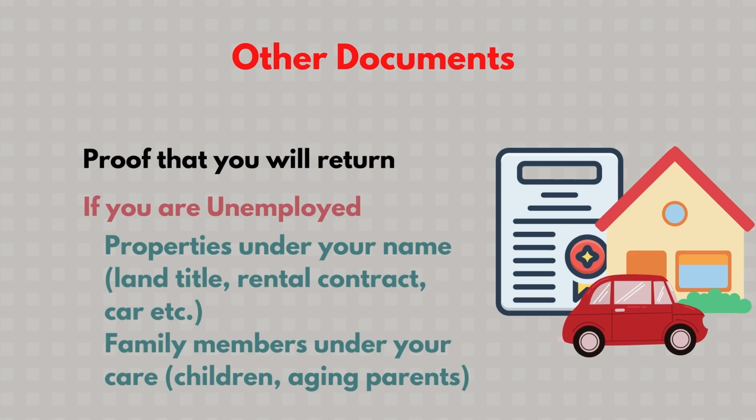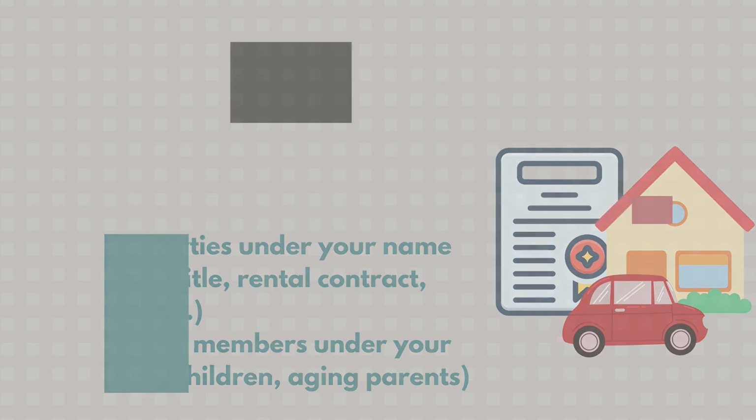So it can be land titles, your rental contract, your car. And of course, if you have family members under your care, if you have children or aging parents, then they might be able to help with your rootedness.